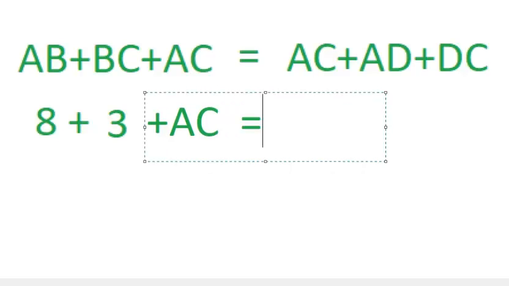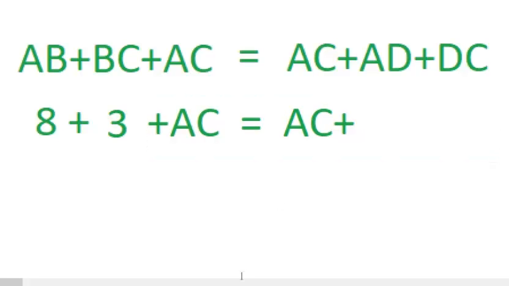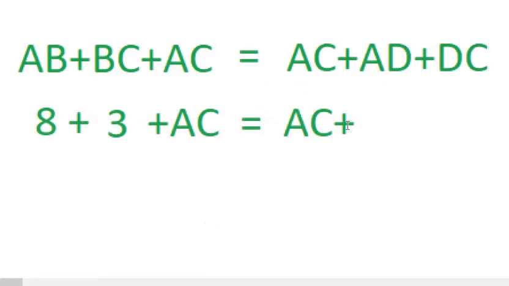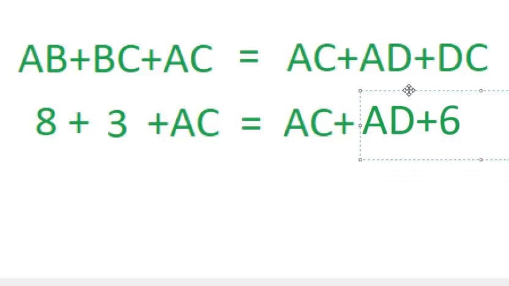That thing is gonna be equal to, I don't know AC, plus, which one was the one I knew? I knew DC. DC is 6. Okay, so I don't know the other one either. I don't know AD plus DC is 6. Okay. So what do we do now?